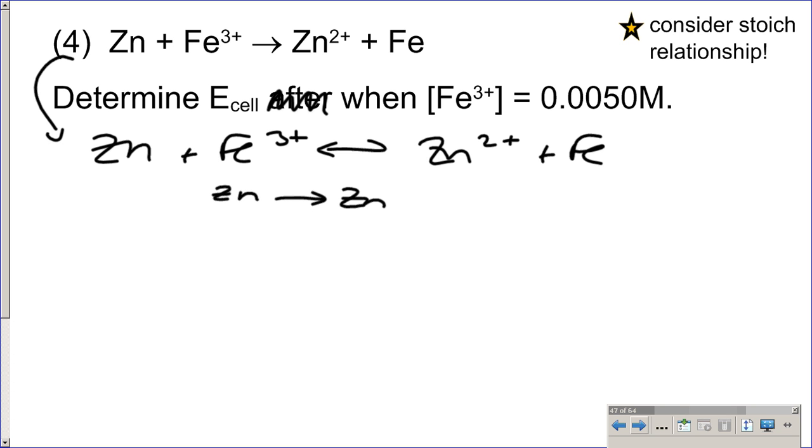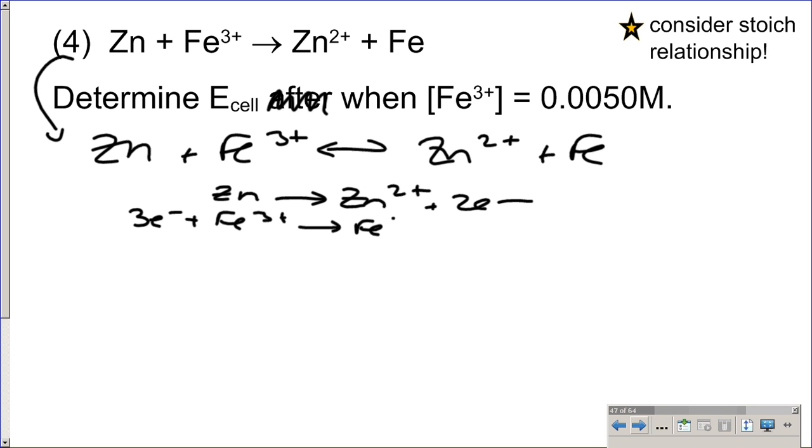Not 2 on the zinc. 3 on the zinc, 2 on the iron. Yeah, it's 3 on the zinc and 2 on the iron, but I'm going to write it out because I already started. So, 2 electrons here, and then iron 3 yields iron, iron 3 plus 3 electrons yields iron solid.